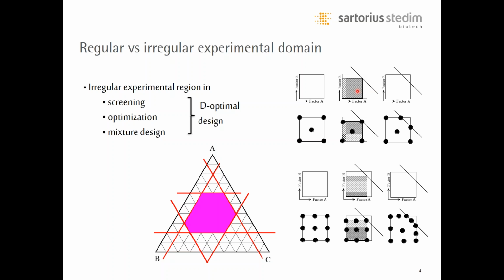experimentation. This thinking of regular versus irregular experimental domains also applies to the situation of mixture design, where you sometimes have regular regions looking like triangles, simplexes, or hypersimplexes. Sometimes you're working with more irregular experimental domains. Regardless of whether you're working with screening, optimization, or mixture design, if you run into a situation where the experimental region is irregular, you're going to have to address that with the optimal design. And we have other presentations on the optimal design and will not dwell on that anymore today.